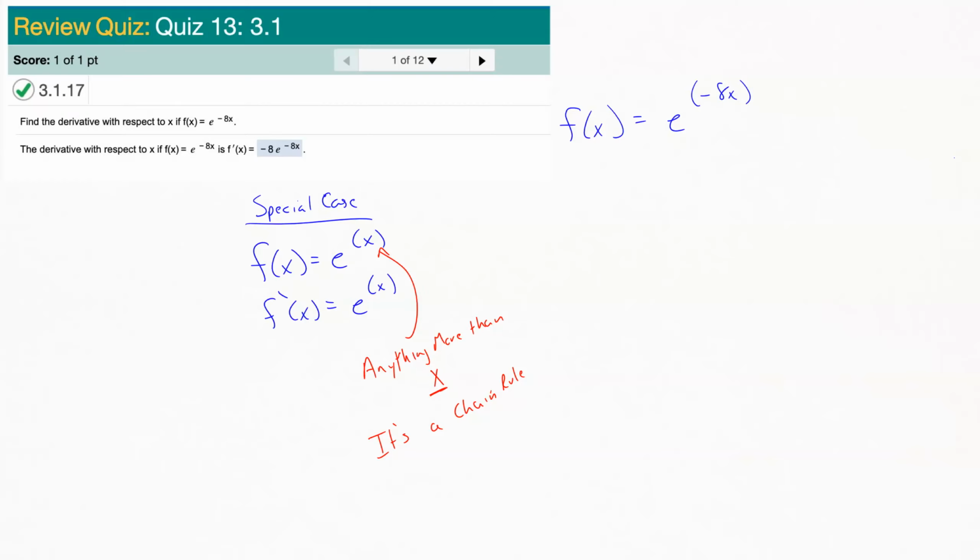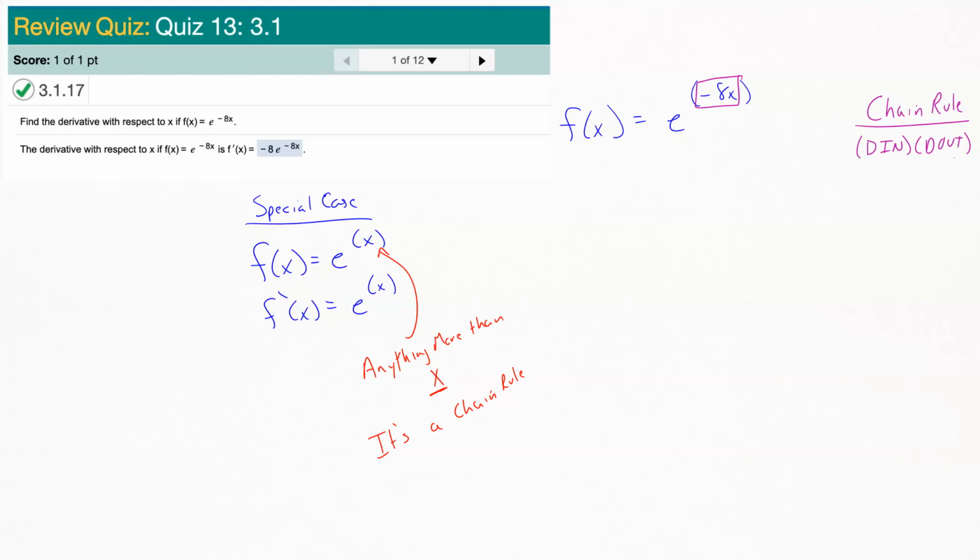We can see clearly that there is something more than just an x up inside there. It's not a lot more than an x, but it is something more than just an x. And so we know that what we're going to have to do is follow our chain rule. And so what my chain rule is saying is d in times d out. The derivative of the inside piece times the derivative of the outside piece.